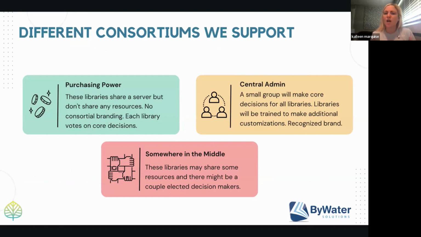We also, probably most commonly, have a central admin group. So there is dedicated staff maybe to this project or to the consortium. They're going to make some core decisions for the entire group. And then we'll also train maybe some more admin at the library system level so that they can get in and make customizations to their own library catalogs. And then, of course, I had to put, we have something in the middle as well. So we see all kinds of different configurations. The biggest thing, I think, when implementing with a consortium, when you're looking at Aspen, is those decision makers. You do have to have a few key people that can make some decisions to represent the needs and wants of your entire organization.